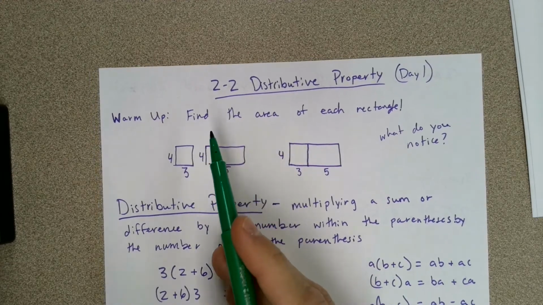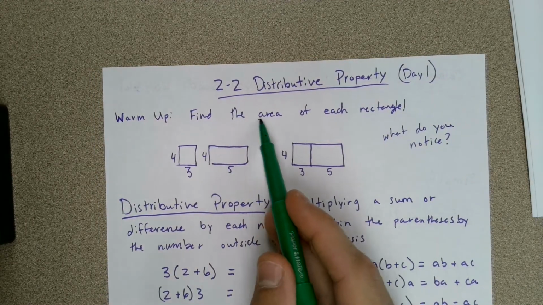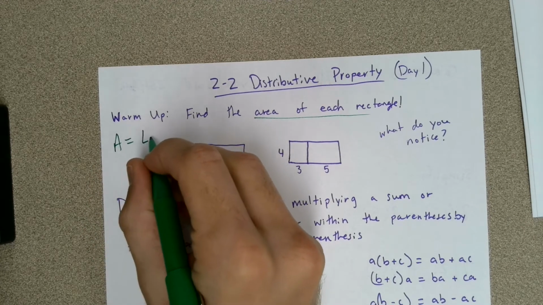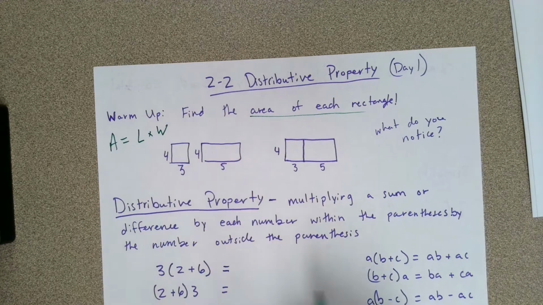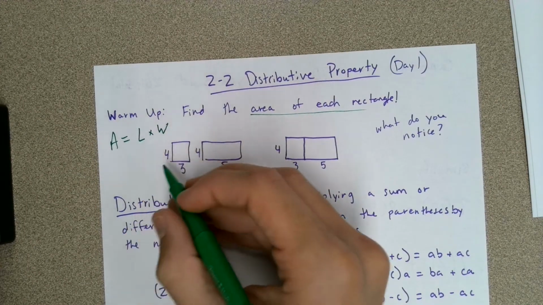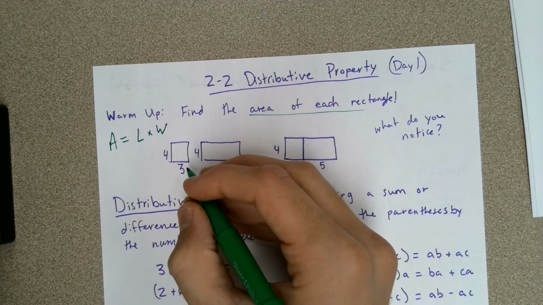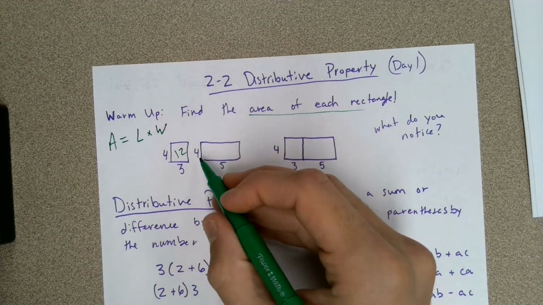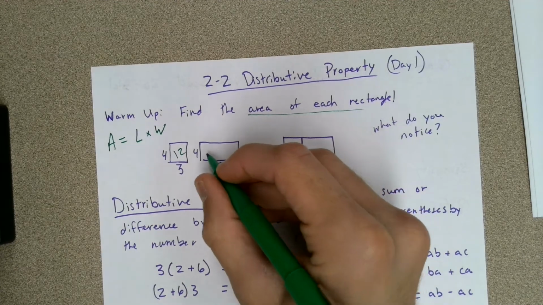So to warm up, the first thing I want to do is I want to have you look at this box. We're finding the area of each rectangle. We know our area formula. Area equals length times width. So we're going to look at the first one. I see I got a 4 and a 3. My length is 4. My width is 3. Length times width, 4 times 3 is 12. And here I got 4 and 5. 4 times 5 is 20.